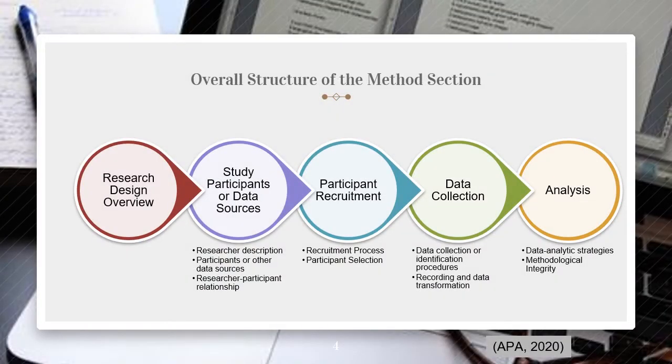Because of the diverse approaches used in qualitative research, there will be variations in how you'll be reporting your methods. However, there are some things that are in common. So all method sections will include a research design overview, description of the study participants or the data sources that you'll be using, information about the recruitment process for your participants, information about data collection, and the analyses that you plan on doing. So we're going to be looking at each of these 5 elements in turn and what are the journal article reporting standards for each of these.